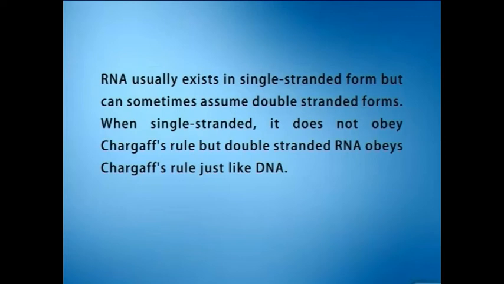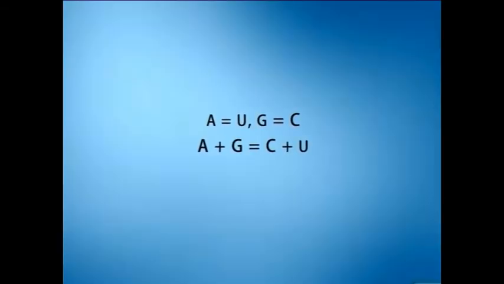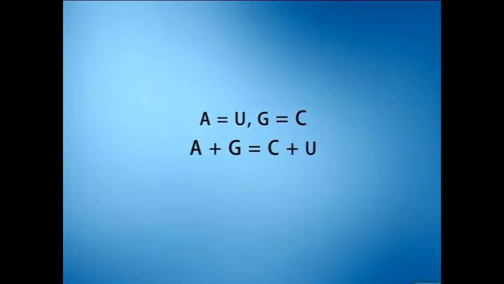When single-stranded, RNA does not obey Chargaff's rule, but double-stranded RNA obeys Chargaff's rule just like DNA. That is, the proportion of A will be equal to that of U and that of C will be equal to that of G. In other words, A equals U, G equals C, A plus G equals C plus U. RNA-DNA hybrid structure is similar to that of A-DNA.